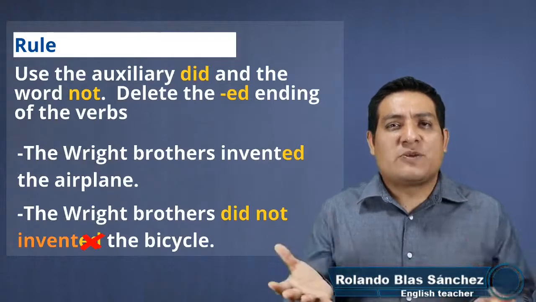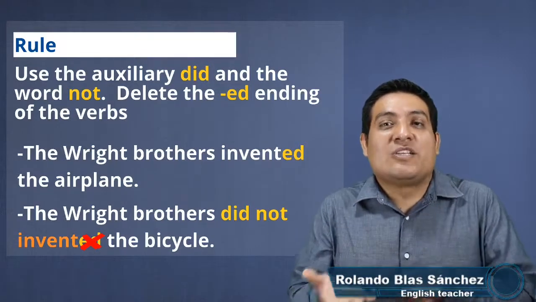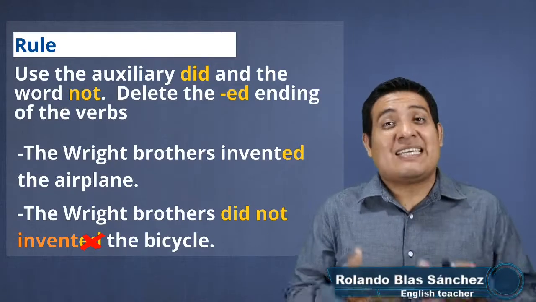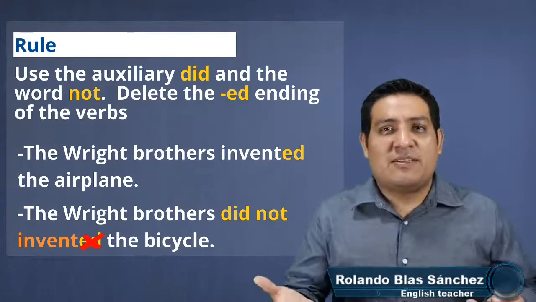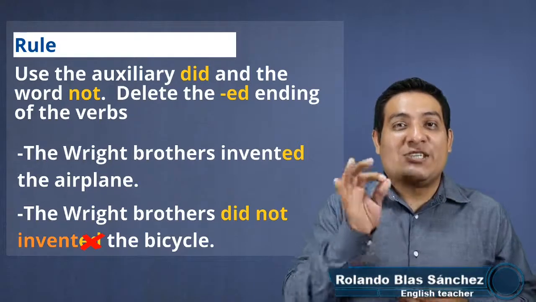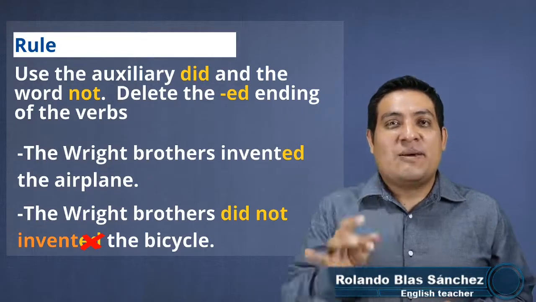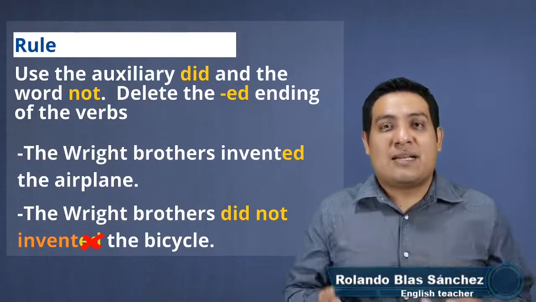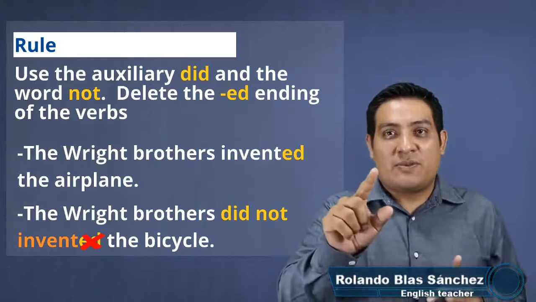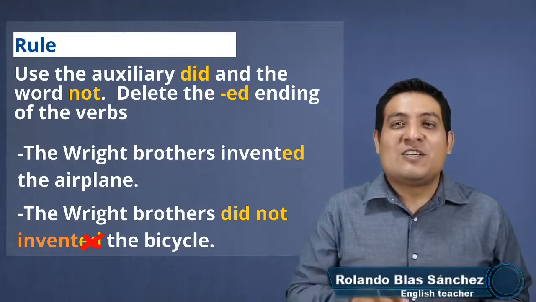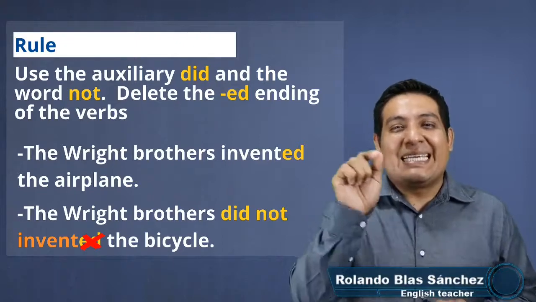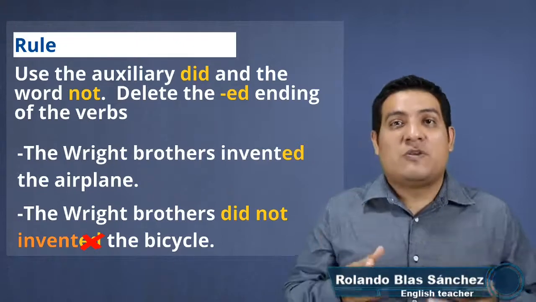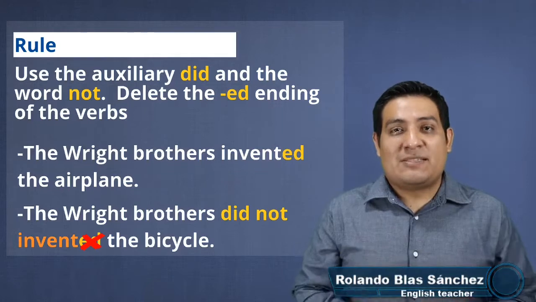You may be asking yourself, what is the rule to form negative sentences in simple past with regular verbs? Well, it's very simple. What you have to do is use the auxiliary did plus the word not. But be careful, you need something else. You need to eliminate or delete the ed ending of those verbs in simple past.